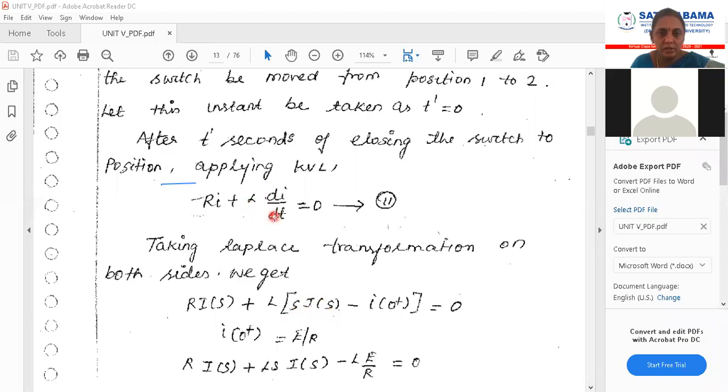minus i(0+). The inductor will always have an initial charge, so we write it as i(0+). We subtract this because we need only the circuit output; the previously stored charges are not required, so we subtract the excess charges. Now I have to mention what i(0+) is. i(0+) is the current which was circulated through the inductance at position 1.